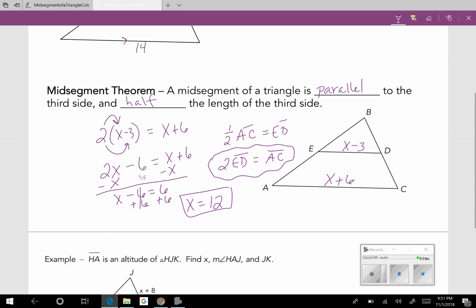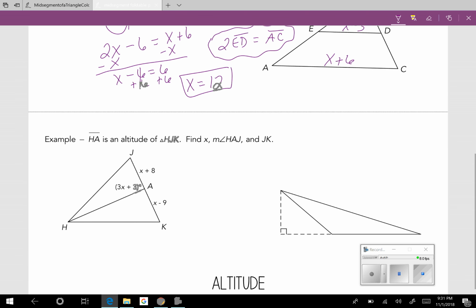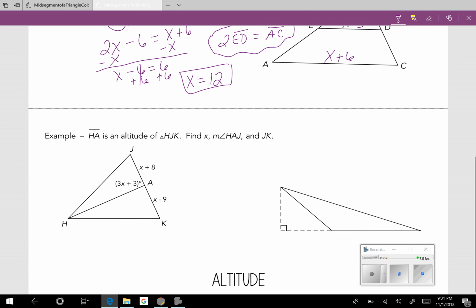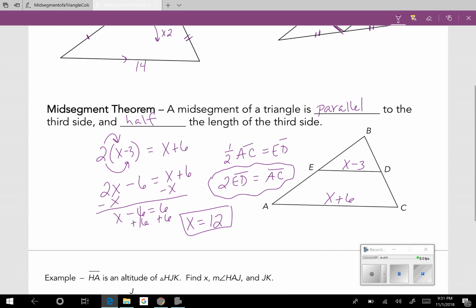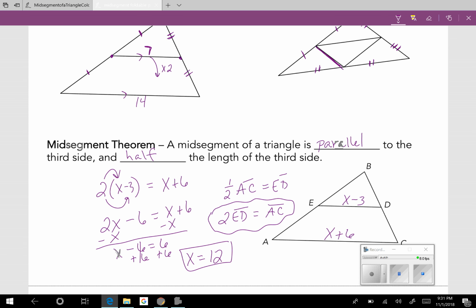We're going to come back to midsegment on Wednesday, okay? And if you notice down at the bottom, we have altitude. We're going to come to that another day. So we're saving these pages, and we're going to put them in a little booklet. So remember, your midsegment is half of the bottom side. If you take the midsegment and multiply it by 2, you get the bottom side. Or if you take the bottom side and divide by 2, you get the midsegment.